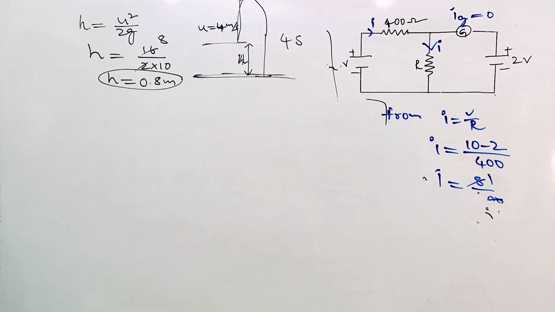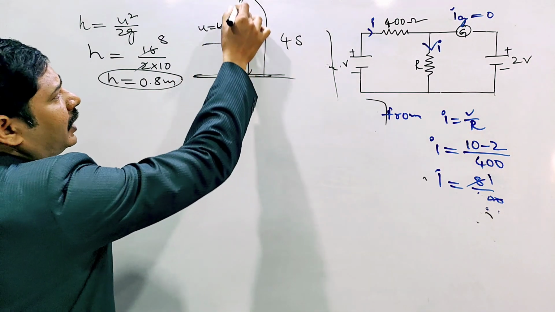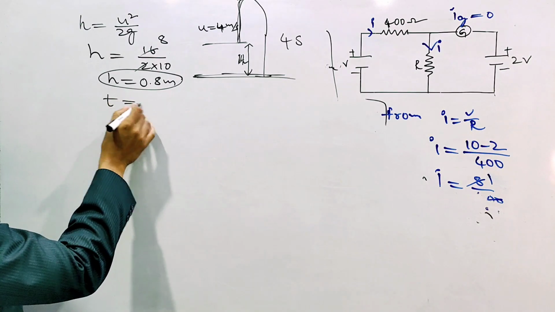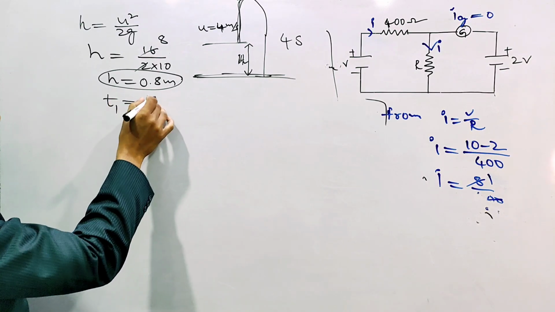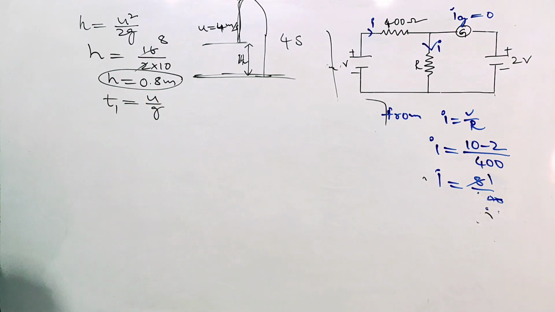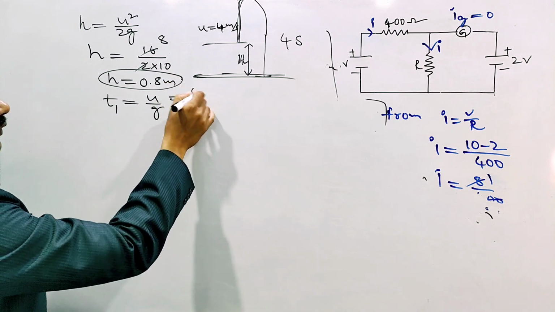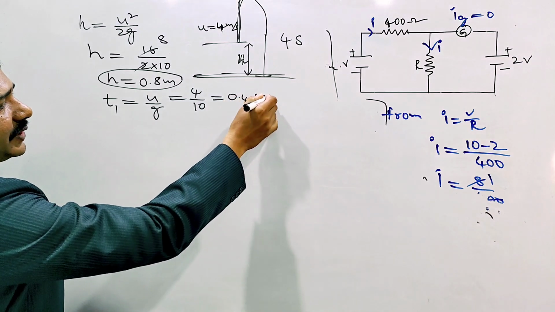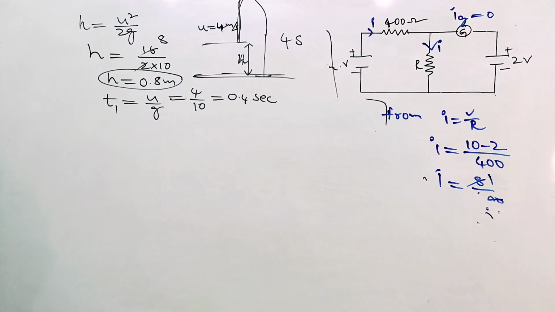Now the time of ascent to reach the maximum height, how much time will it take? What is the formula? T1 I am taking, U by g. U is 4, g is 10. So that is 0.4 seconds to reach the maximum height.